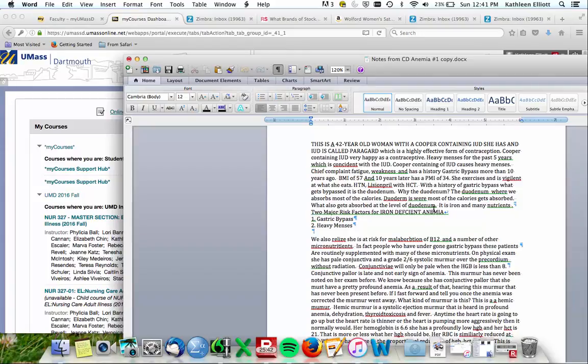With the history of gastric bypass, what gets bypassed? It is the duodenum. Why the duodenum? The duodenum is where we absorb most of the calories. So duodenum is where most of the calories get absorbed. What else gets absorbed at the level of the duodenum? It is all the nutrients, the iron, and many other nutrients. There are two major risk factors here for this patient for iron deficiency anemia. One is gastric bypass, and the other is heavy menses.